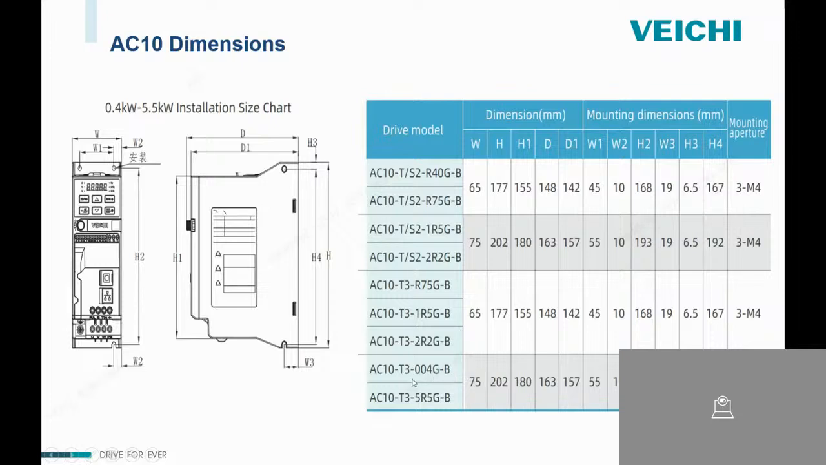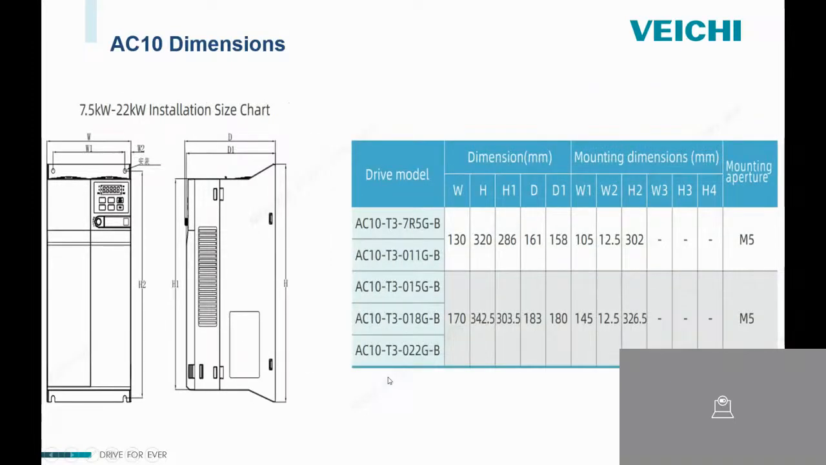and for the three phase model 0.4 kilowatt to 5.5 kilowatt overall dimensions are the same, and for the larger models the overall dimensions are here. So three phase 7.5 kilowatt to 11 kilowatt overall dimensions are the same, and from 15 kilowatt to 22 kilowatt overall dimensions are the same.